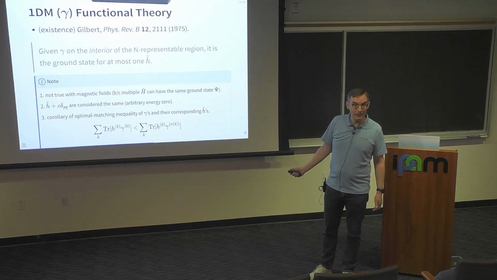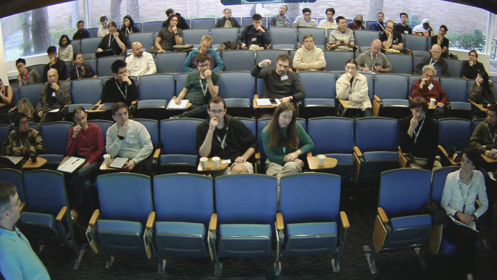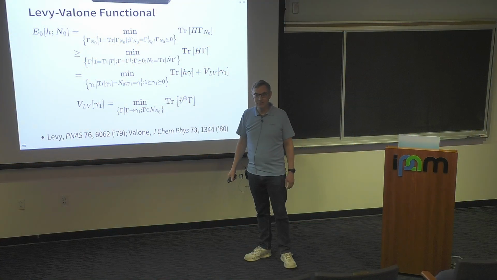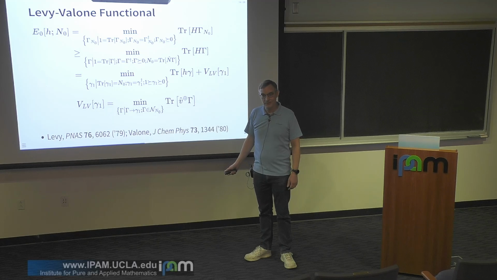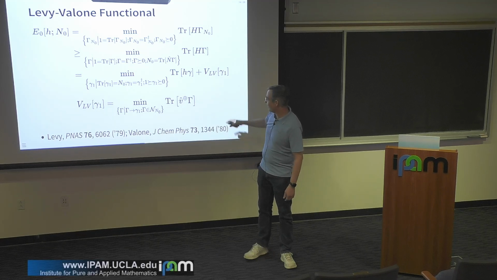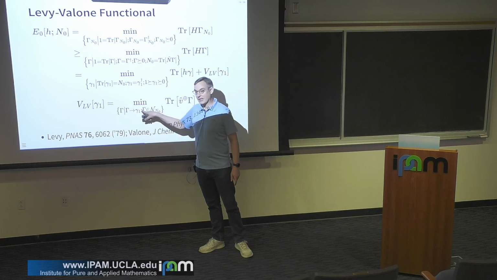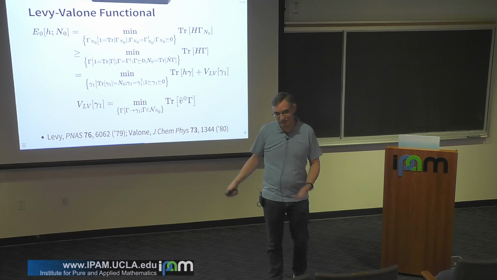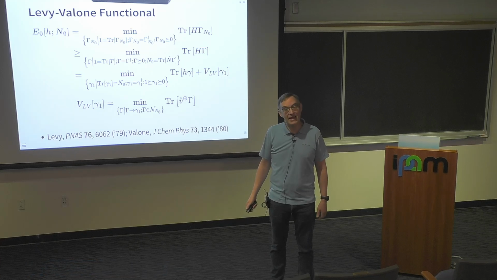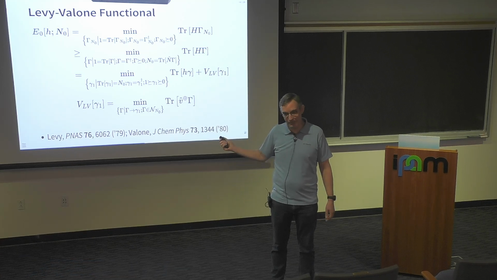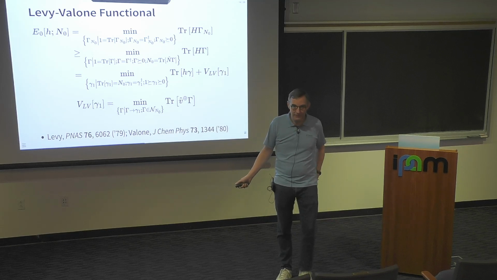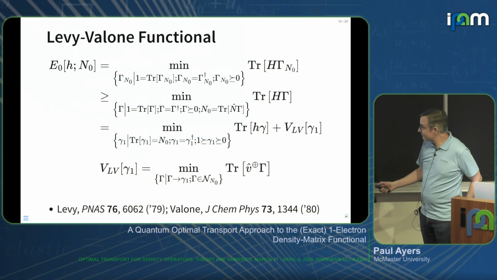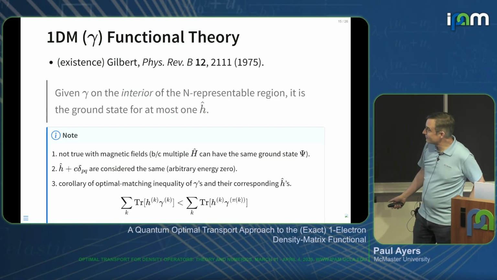Well, is it correct to say that this is the same as Levy-Lieb, but for density matrix? Yeah, this is the same as Levy-Lieb, but for density matrix, right? So if, instead of this, we had said gamma giving rho, then this would be the density functional. It's actually Levy-Valone, right? Because Valone came up with this before Lieb, but yes. Okay.